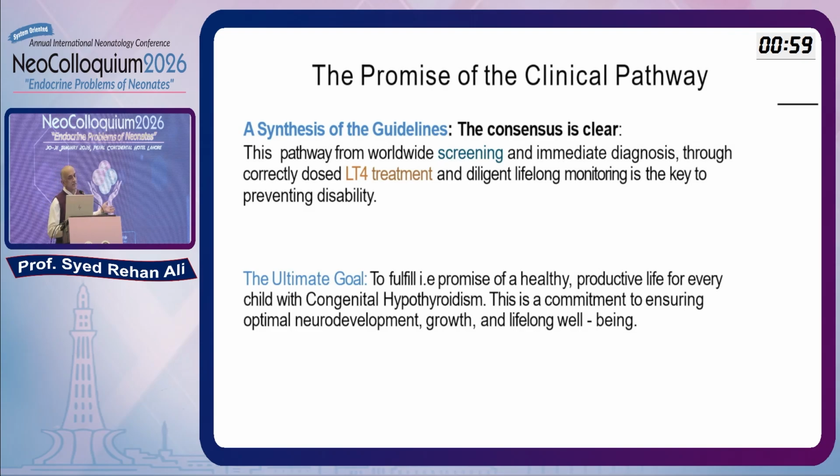Guidelines are there, as I mentioned in my talk, from the European and American Academy of Pediatrics, and the consensus is very clear. This is the pathway, what they are doing worldwide in terms of congenital hypothyroid screening. The ultimate goal is to fulfill a promise: a healthy, productive life for every child with congenital hypothyroidism. This is concomitant to ensuring optimal neurodevelopment, growth, and lifelong well-being.